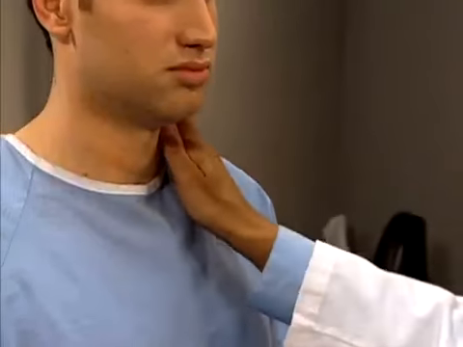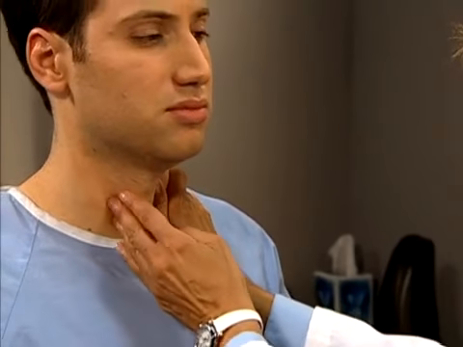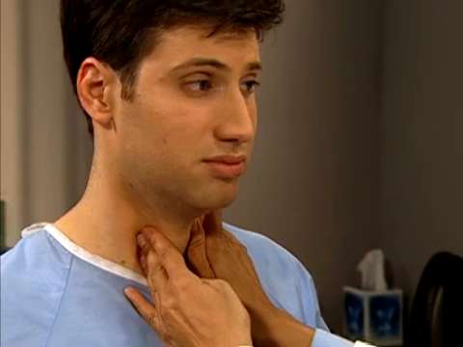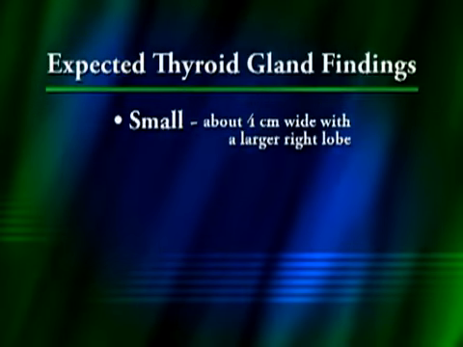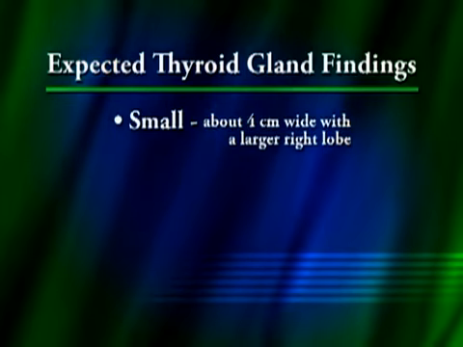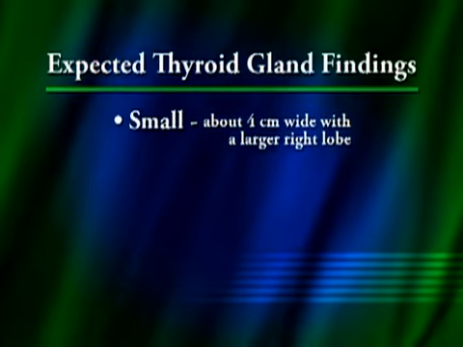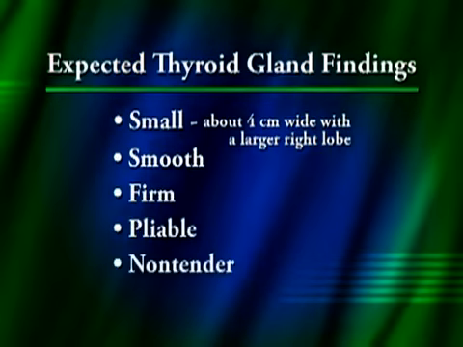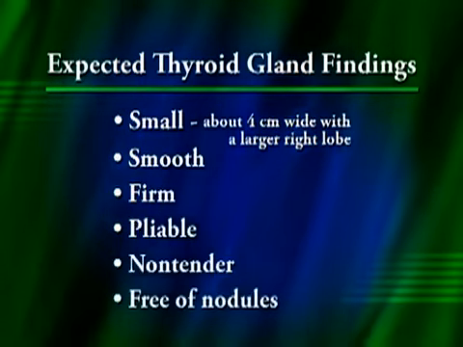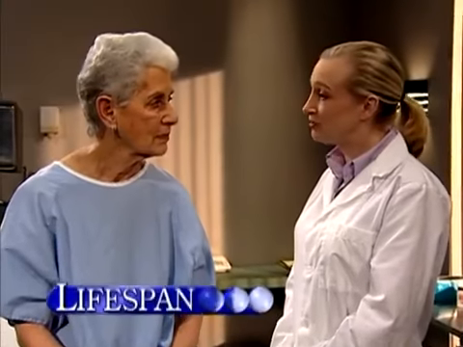Check the other side. To assess the right lobe, reverse your hand positions. If palpable, the thyroid gland should be small, about 4 centimeters wide, with the right lobe slightly larger than the left, and it should feel smooth, firm, pliable, non-tender, and free of nodules. Okay, I'm going to examine your neck now.